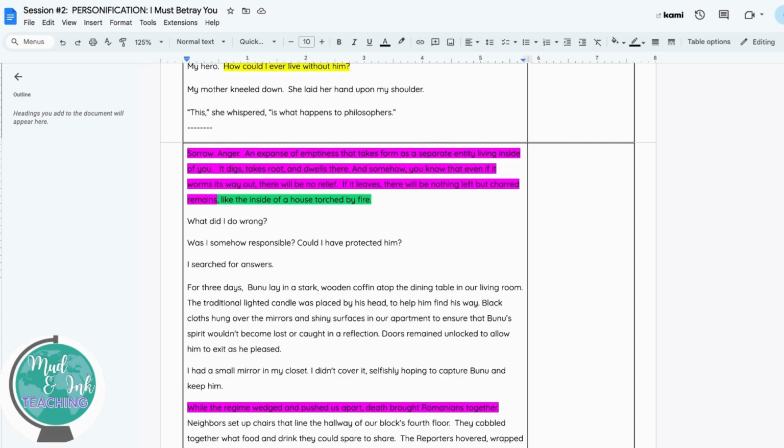That has such a different connotation about the narrator's experience in losing his grandfather than maybe just making a comparison or trying to use a simile or a metaphor. It's a really, really powerful use of personification. And then it's followed up by an additional image, right? The inside of a house torched by fire. So these things are working together to deepen that pain, deepen the closeness, right?